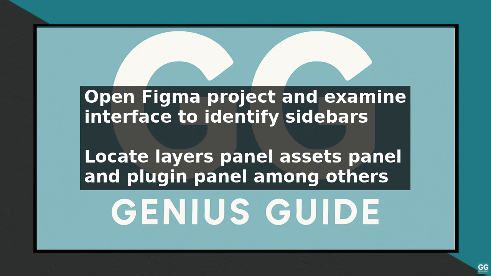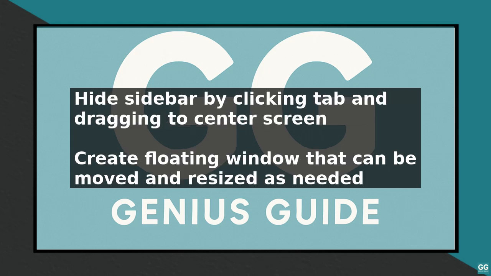You will see several sidebars, including the Layers panel, Assets panel, and Plugin panel, among others. To hide a sidebar, simply click on the tab at the top of the sidebar and drag it to the center of the screen. This will create a floating window that you can move around and resize as needed.